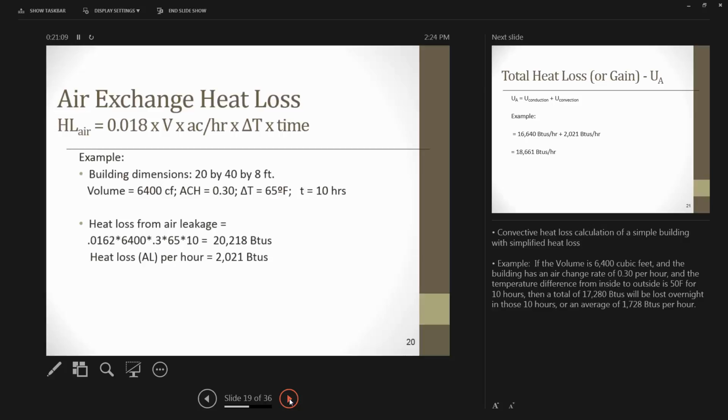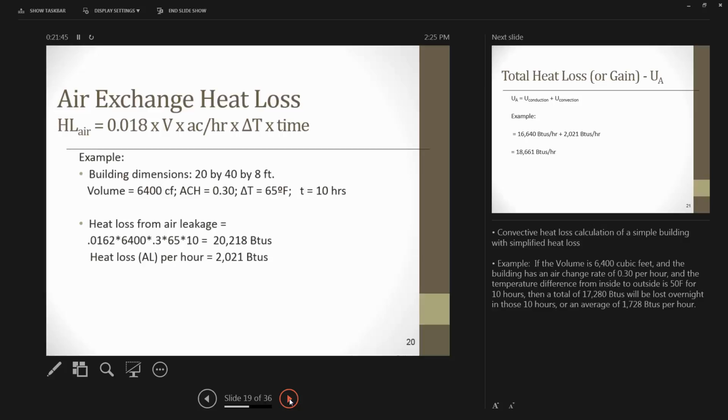So our same building, 20 by 40 by 8 feet. This time we just need to figure the volume. So 20 by 40 by 8, we come up with 6,400 cubic feet. We're going to make an assumption that our air change per hour is 0.3. And that's just an arbitrary number, whether that's a target we put in design or whether we did actually test for it.